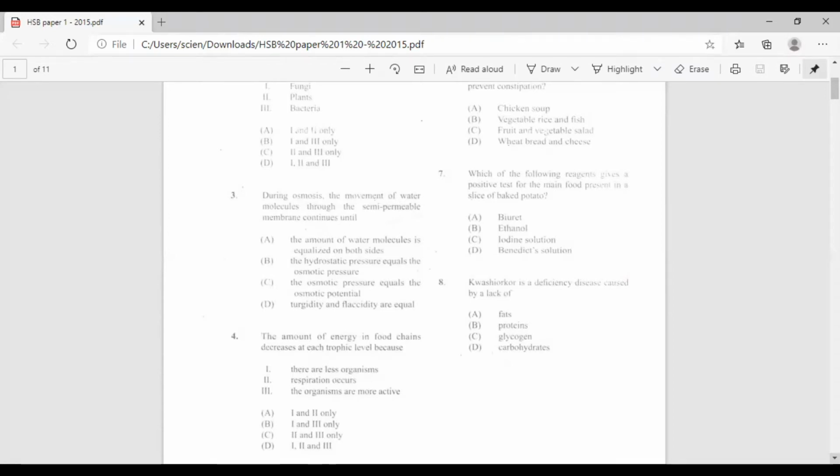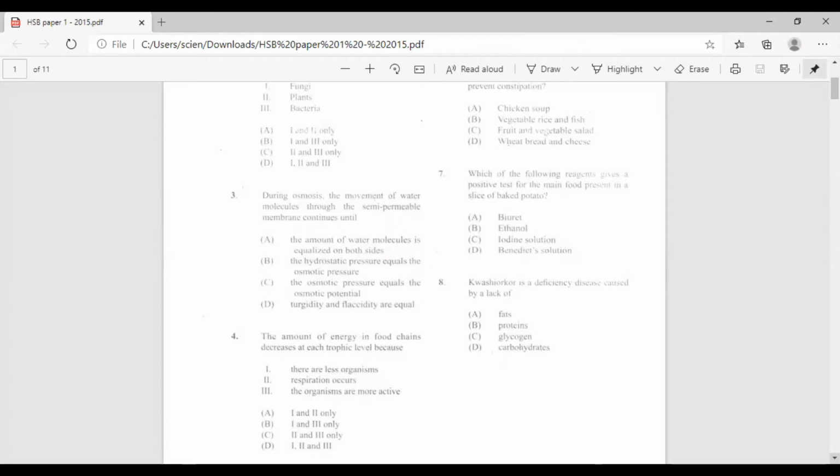So number 4: the amount of energy in food chains decreases at each trophic level, because, so you have to think about a food chain now. 1, there are fewer organisms. 2, respiration occurs. 3, the organisms are more active. So let's just think about what we know. Energy is lost in the food chain when the organism respires or excretes, or even if the biomass of the organism gets smaller, so they can also lose it as heat.